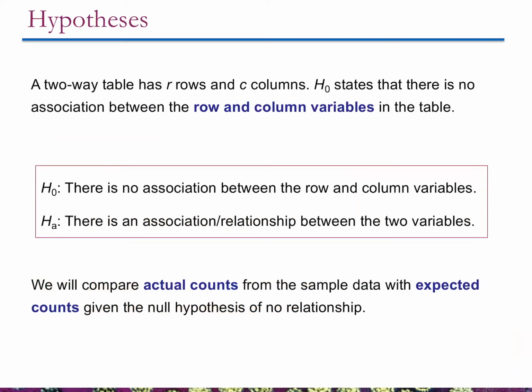A two-way table has a certain number of rows and a certain number of columns. It's referred to as R number of rows and C number of columns. The null hypothesis here is really simple, really straightforward. It simply says that there is no relationship between the row and column variables. That's it. It's very, very general, much more general than the null hypotheses we've seen previously. Again, our null hypothesis just says that there's no relationship between our row and column variables, whatever they might be. The alternative is just as simple. It says there is an association or a relationship between the two variables that we're looking at.